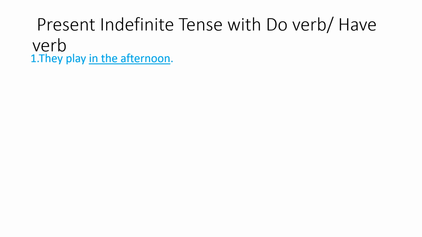Of course, with do verb. Play is here a do verb. So to make it negative: they do not play in the afternoon. First subject, then auxiliary verb do not. Actually, you are making it negative, so you have to use a negative word, that is not. They do not play in the afternoon.